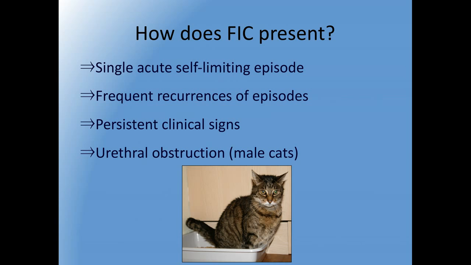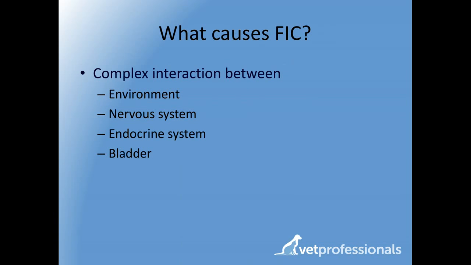Feline idiopathic cystitis can present in a number of different ways. We can have cats that just have a single acute self-limiting episode and have perhaps only one or two during their lifetime. Those cats are not going to cause us too much heartache, nor their owners. But those that do cause us a lot of issues are those that have frequent recurrence of episodes, persistent clinical signs, and of course those affected by urethral obstruction, which is an emergency and much more likely in a male cat than a female cat.